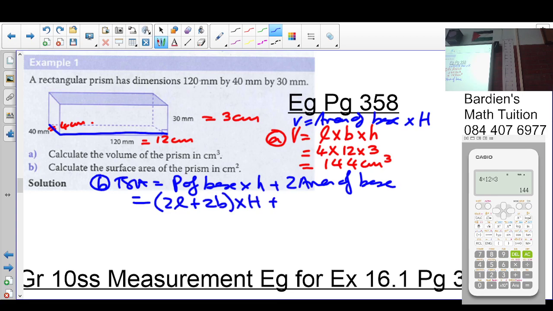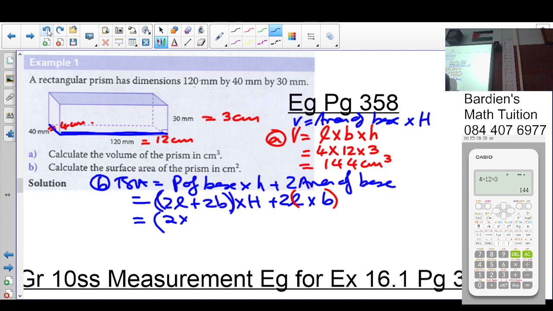Plus, how do you calculate the area of a rectangle? Length times breadth. Okay, 2 length times. So it's going to be 2. What's my length? 12. Yes. Where's the brackets? Do we need a bracket here? Why? It's straight multiplication, so you don't need a bracket. Yeah? Why do I need a bracket here? Because of the plus. Understand?